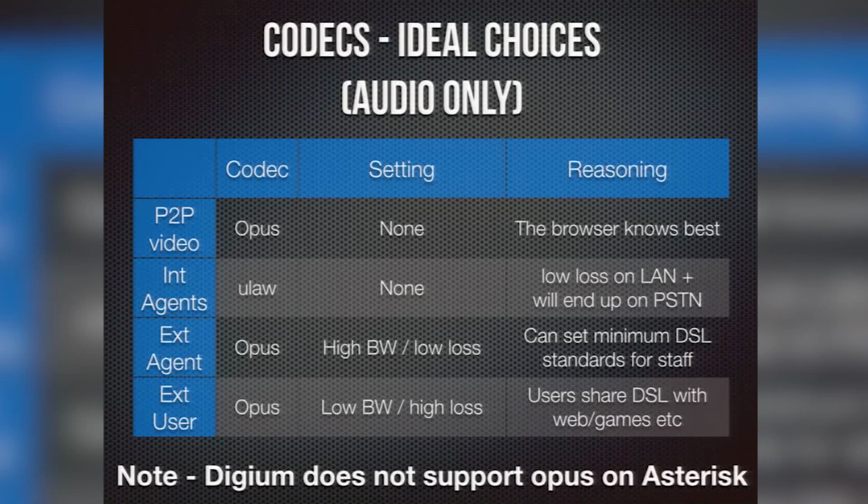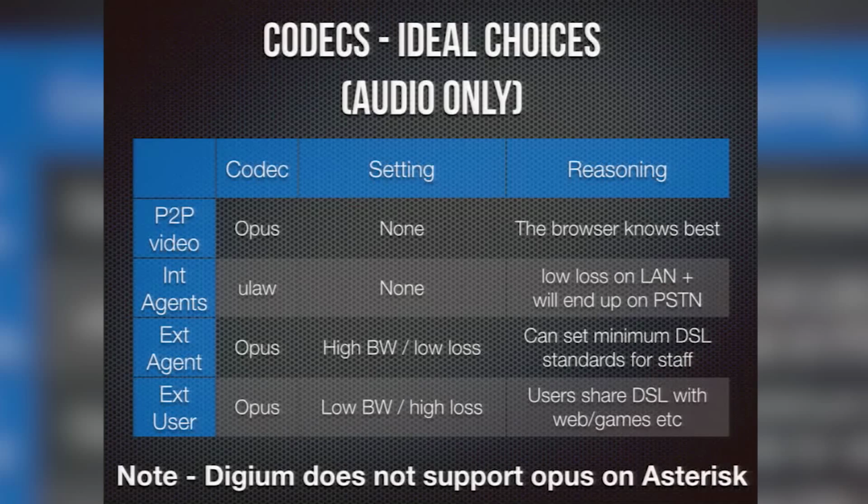If you're in a low-loss LAN, that aspect of ULAW doesn't play either, so you may as well just stick with ULAW. If your agents are external, then you probably want to use Opus, and you can set it to a high bandwidth consumption because you're managing their DSL to some extent, and you're paying their bandwidth bills. So you may as well get the advantage of that.